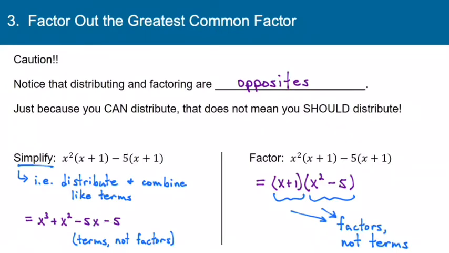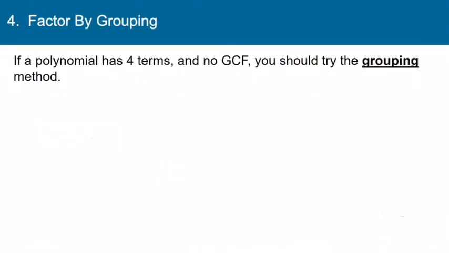So the difference between these two sets of instructions is the same as the difference between turning right and turning left. You can do either one most of the time, but you have to know where you want to end up. If you want to end up with a simplified answer, you distribute. If you want to end up with a factored answer, you factor. They're opposites.